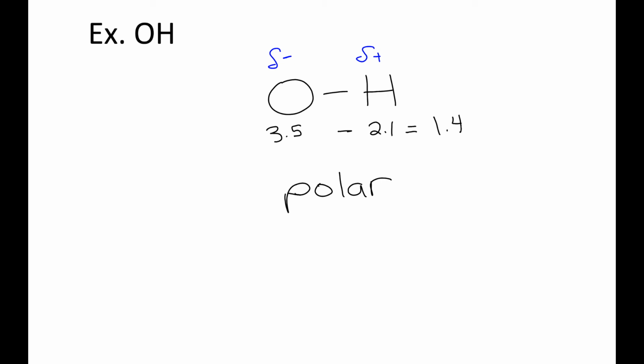That's because the slightly negative one is the atom that's more electronegative, which means it's going to have more of that electron cloud. So it's more electronegative than the other one. Obviously, the slightly positive one goes on the one that's less electronegative.